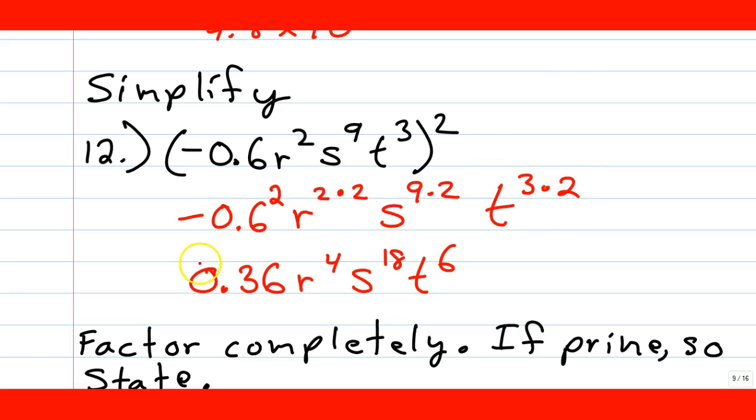Now let's finish this up. So I have a -0.6 times a -0.6, which makes a 0.36. For the r, I have the 2 times 2, so this makes r to the 4th power. For the s, I have a 9 times 2, which makes s to the 18th power. And then for the t, I have a 3 times a 2 to make t to the 6th power.